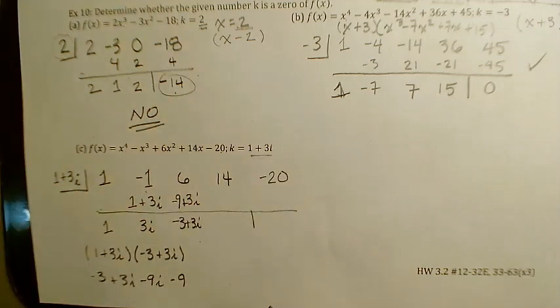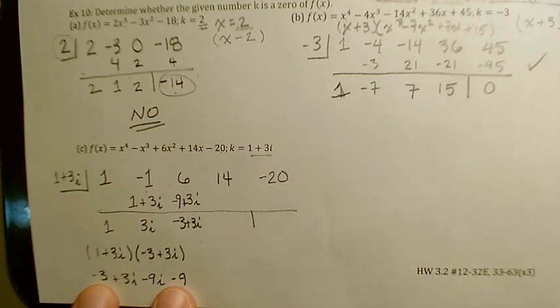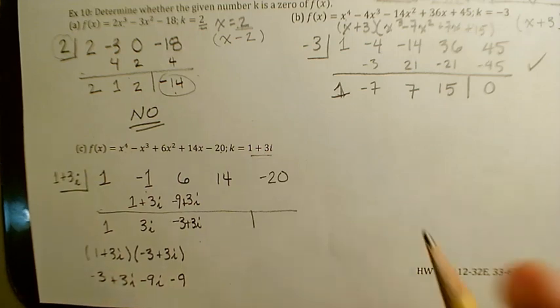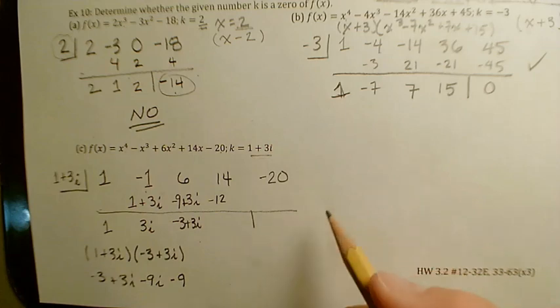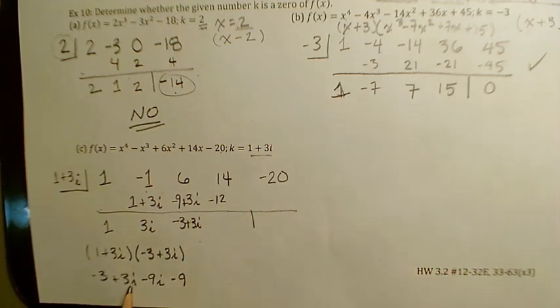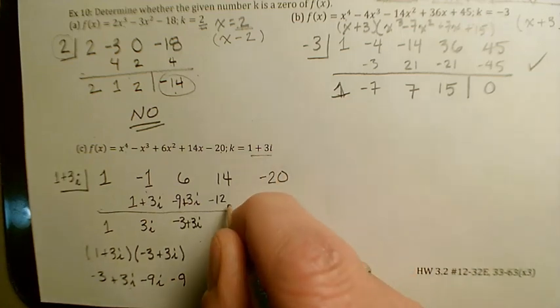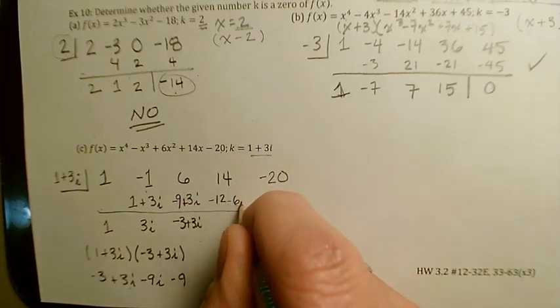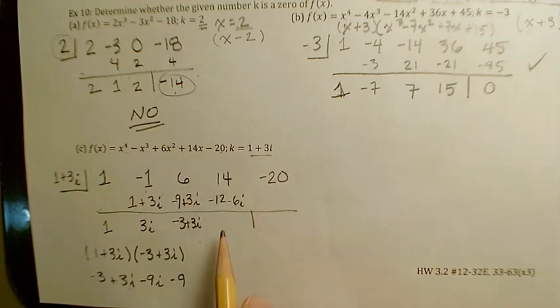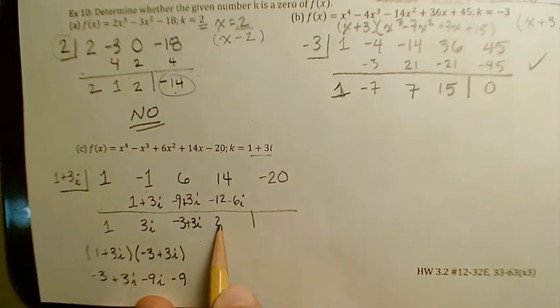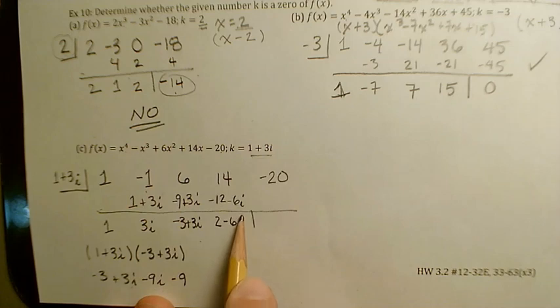All right. And so let's put the real parts together. So that's going to be -12. So let's write -12. And then the imaginary parts, that's going to be -6. So -12 minus 6i. Let's add these. That's going to give us 2 minus 6i.